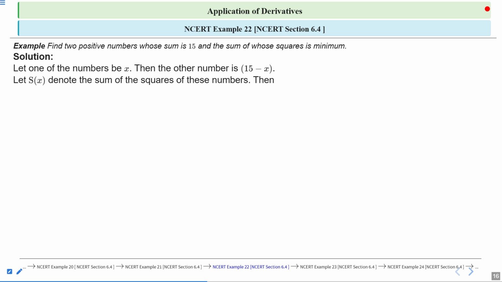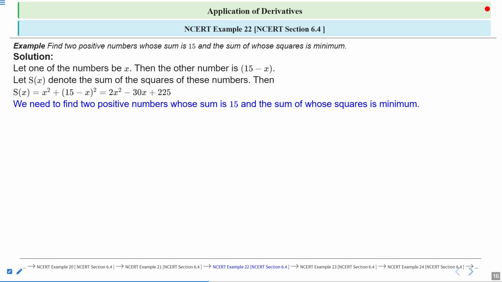Then S(x) will be equal to x square plus (15 minus x) square, which after solving you will get 2x square minus 30x plus 225. Now we have to minimize 2x square minus 30x plus 225, to find two positive numbers whose sum is 15 and the sum of whose squares is minimum.